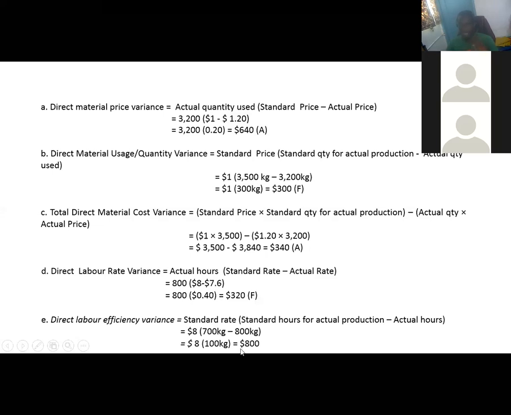Then we move on to the last one, then we close for today. The last one is direct labor efficiency variance. It's also the same as direct labor hours variance. When maybe efficiency is not there, and you see hours, it's the same thing. So we quote the formula: standard rate, all in bracket, standard hours for actual production minus actual hours.